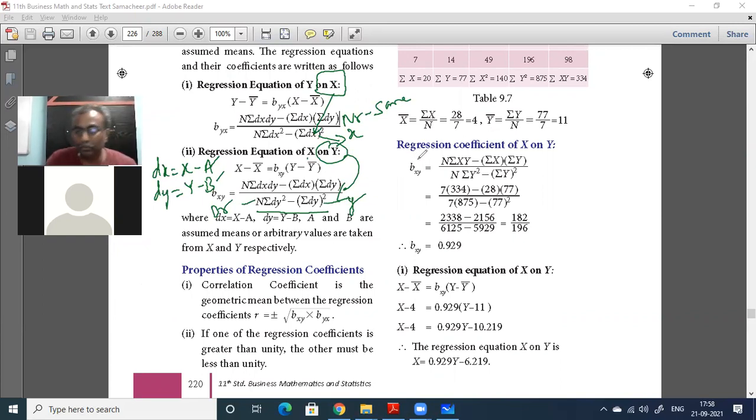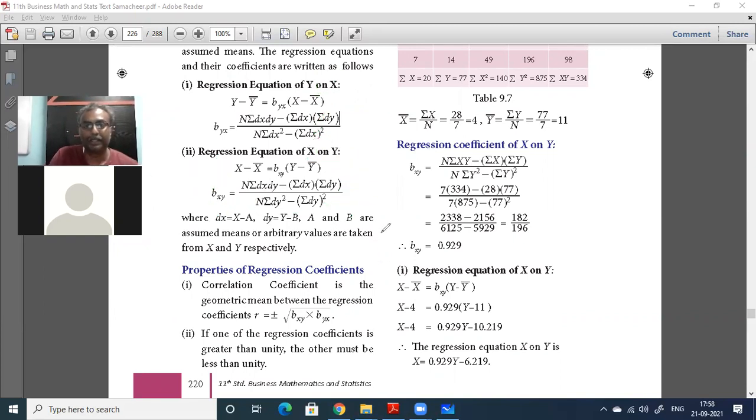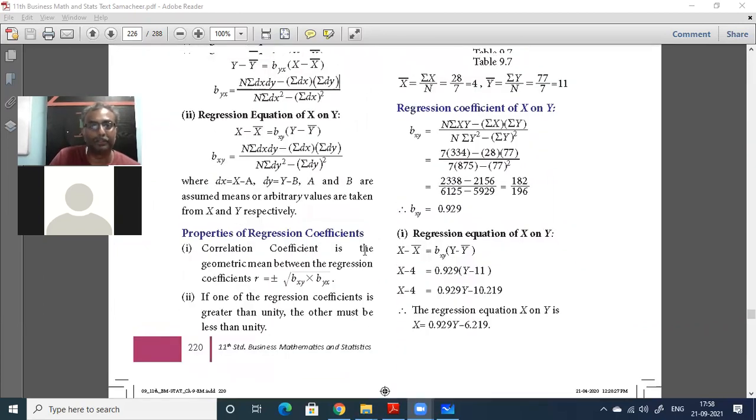Now let us do 2 minutes. Let us do the properties of the regression coefficient, and we can finish. Next class we can start the examples. Once you do examples, everything will be okay.